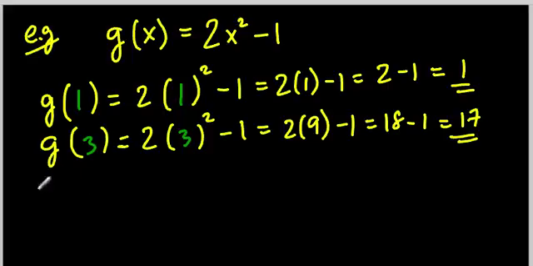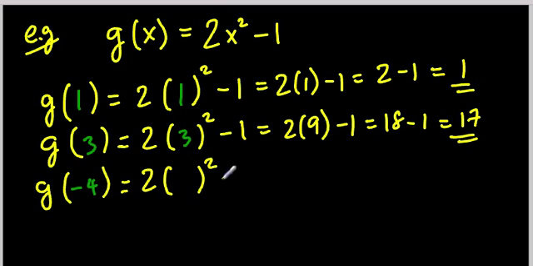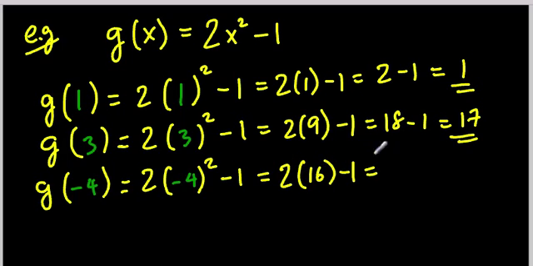All right? Let's do g of, this time I'm going to have the input as negative 4. If I do it that way, it's 2 times something squared minus 1, and that something this time happens to be negative 4. If you remember, when you square a negative number, it becomes positive. So negative 4 squared is 16, so it's 2 times 16 minus 1. And 2 times 16 is 32. That's 32 minus 1, so the answer is 31.